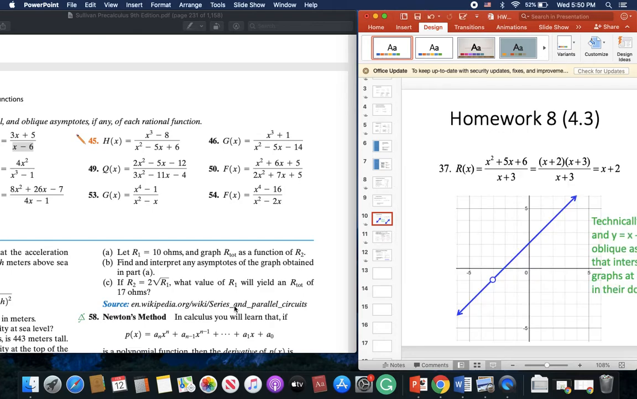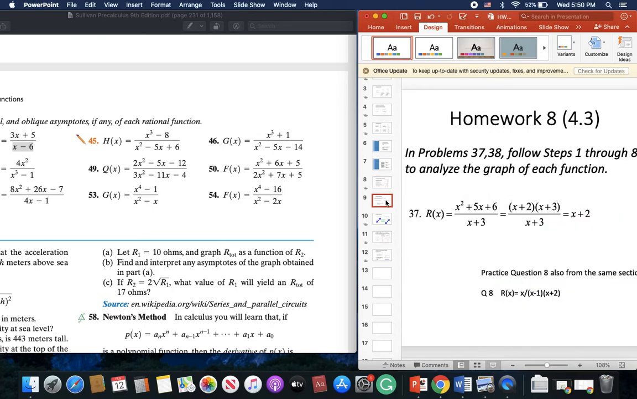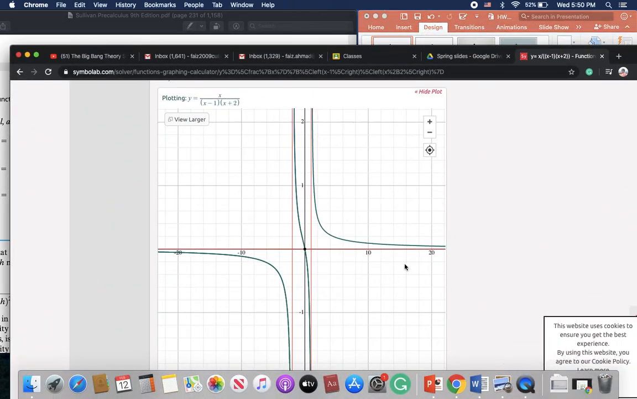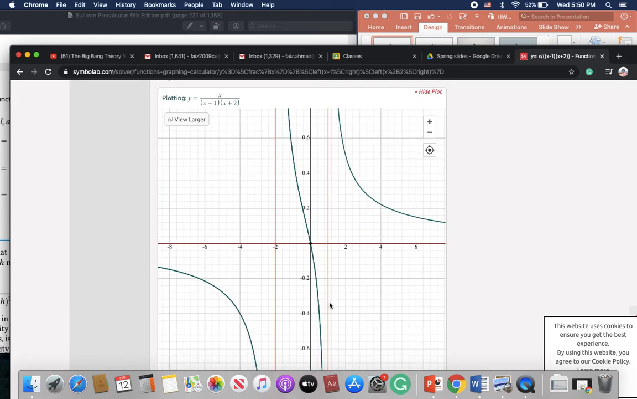Let me show you the solution of that question. I have the graph here. This is the solution of that graph. So look at the graph, look at the solution.